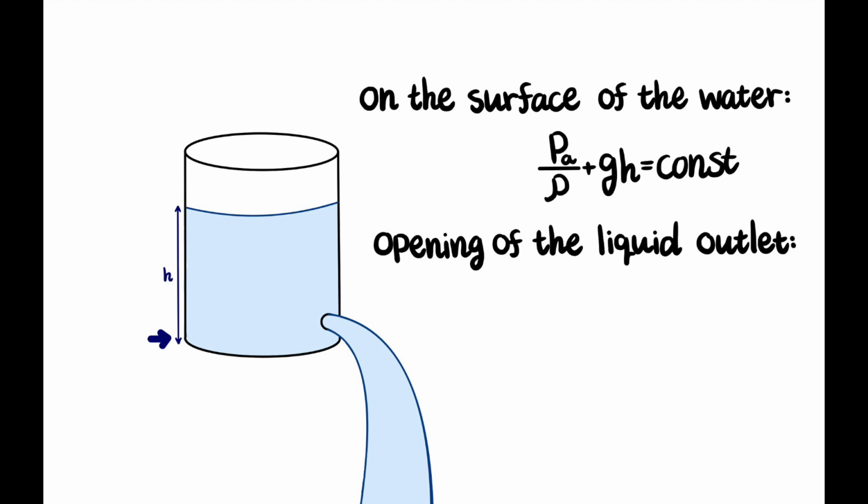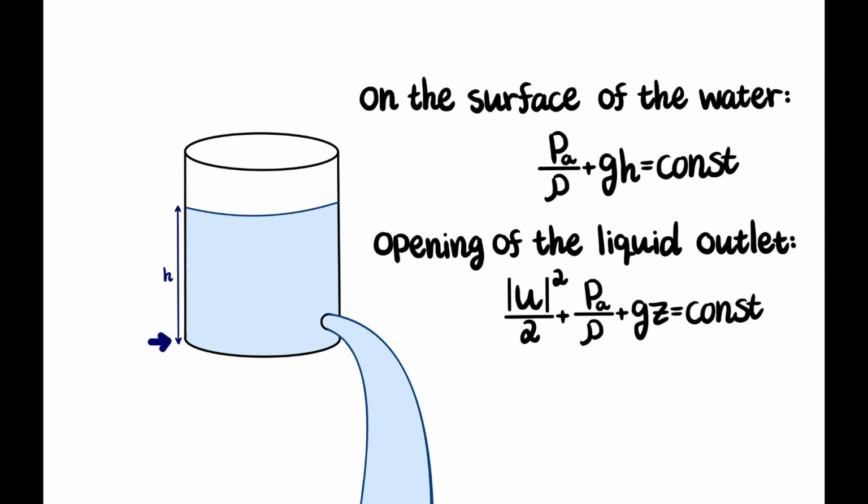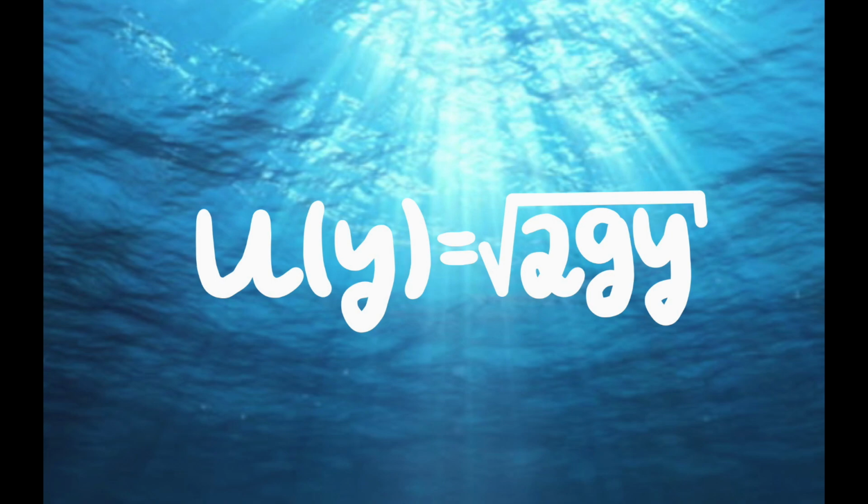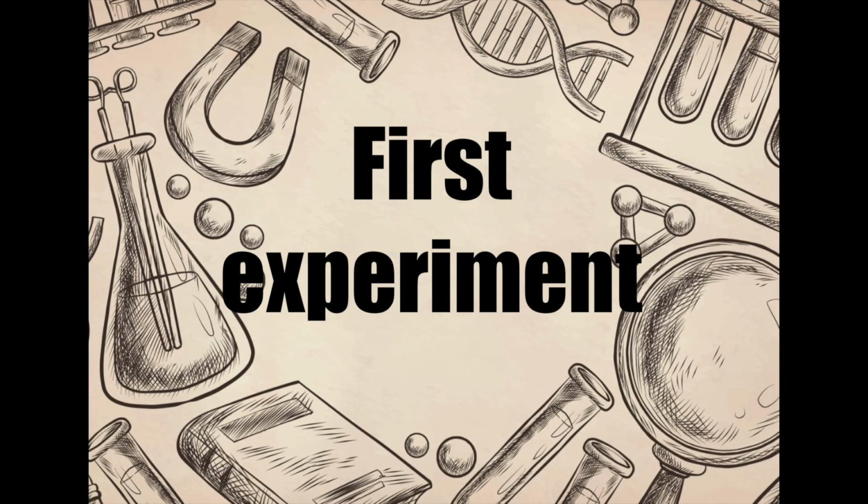Bernoulli's equation at the opening of the liquid outlet is: since we defined h equals 0 at the hole, after comparing the expressions, we got a very interesting result. The speed depends only on the water level. Let's see it in action.